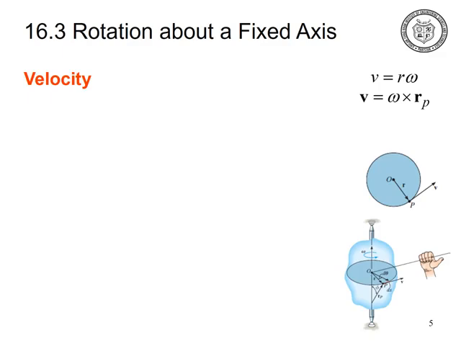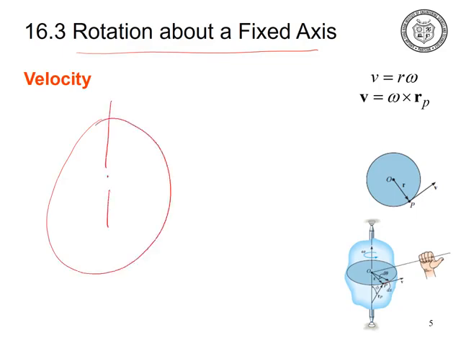Now come to the main topic, which is rotation about a fixed axis. Consider that you have a rigid body, and this is the axis about which the rigid body is rotating with an angular velocity omega. Now consider a particle P on this rigid body. Let us say that the axis name is AA prime. What will happen to the particle when the rigid body rotates about the axis with angular velocity omega?